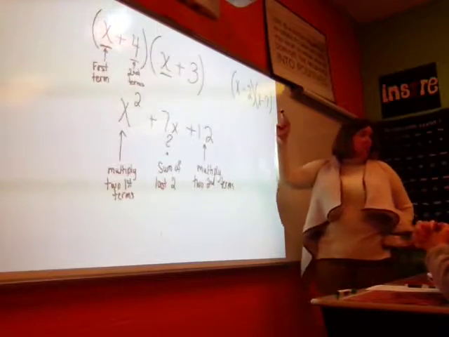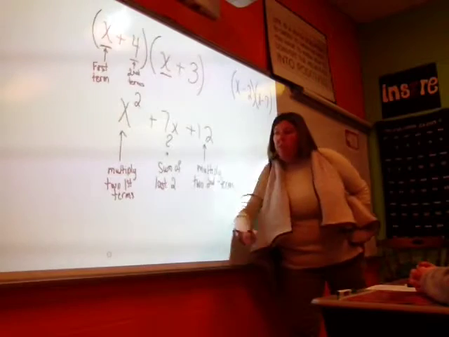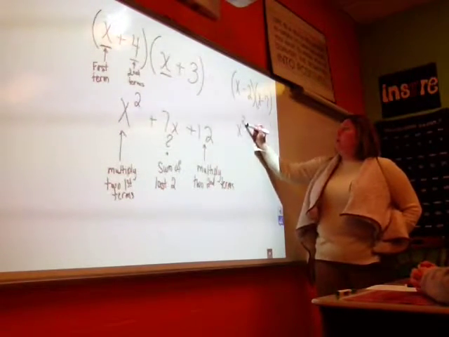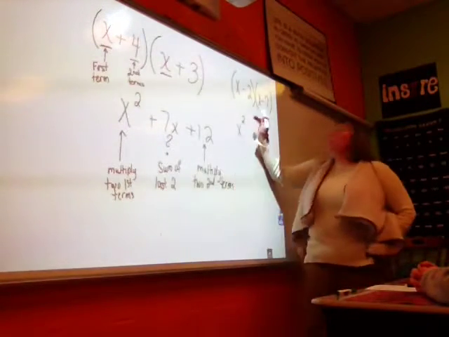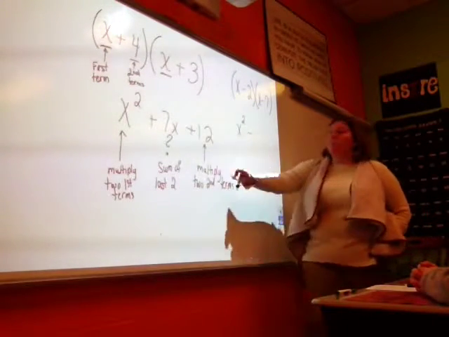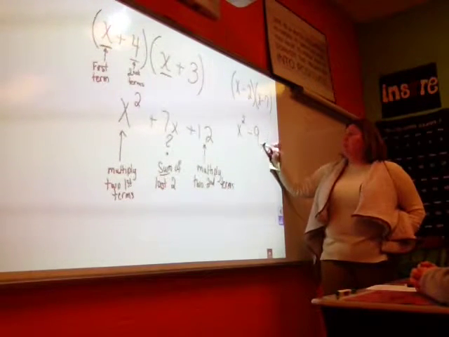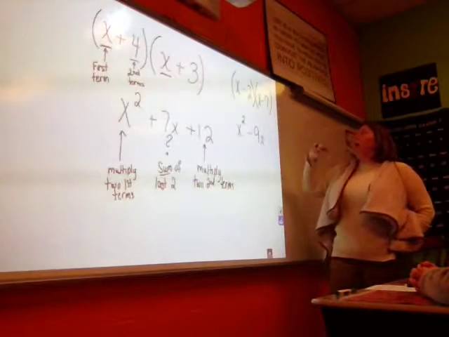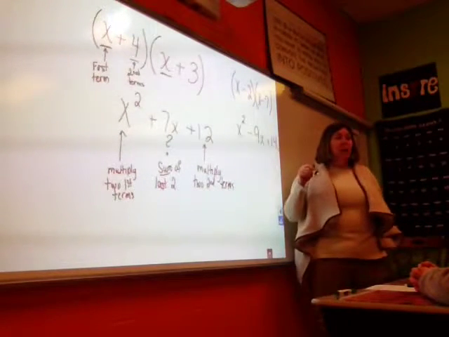All right, are we ready? Okay, so based on what we just talked about, this is the product of the first two terms. Well, the first two terms are going to be what? X squared. This is the sum of the last two terms. Well, what's a negative 2 and a negative 7? I'm doing the sum. Negative 9 x. And then this is the product of the last two terms. So a negative 2 and a negative 7 is going to give you what? Positive 14.